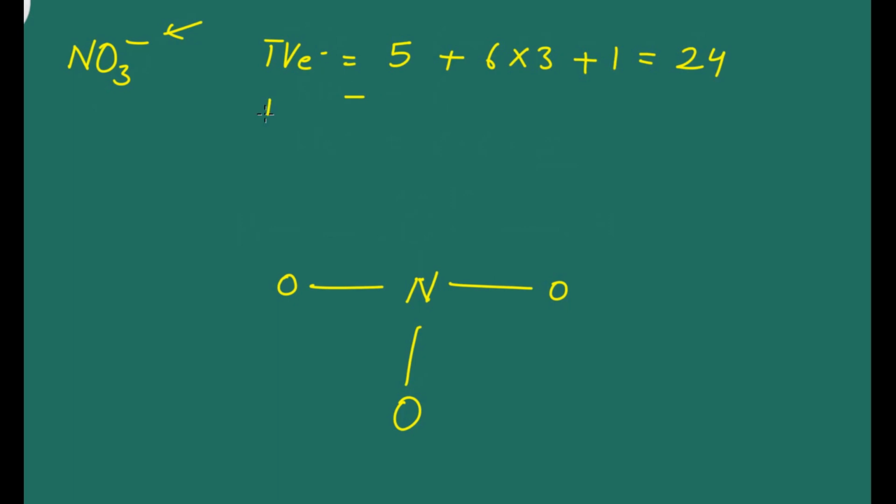Now calculate the bond pair electrons. How many bond pair electrons are there?